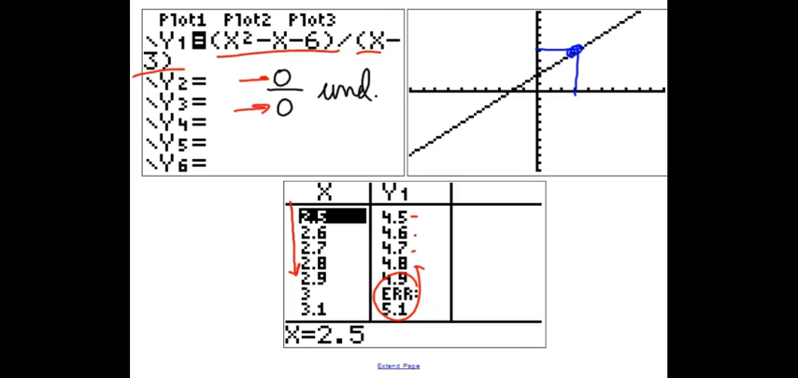Division by 0, your house blows up. Sorry about that. Go home and your house will be all blown up. It'll be very sad. So, at 3, this function's undefined.